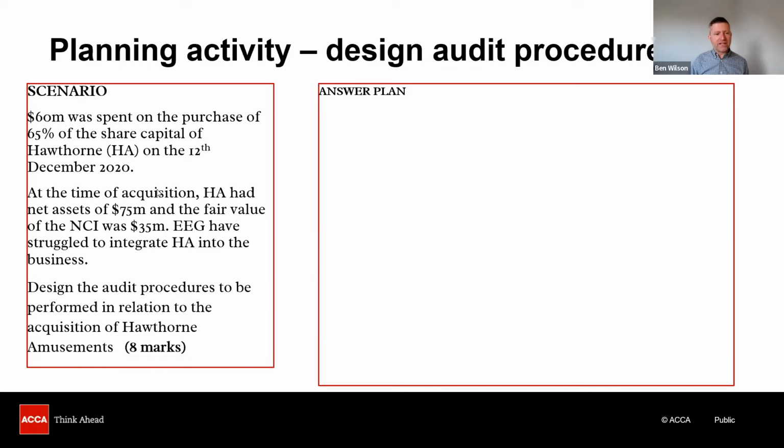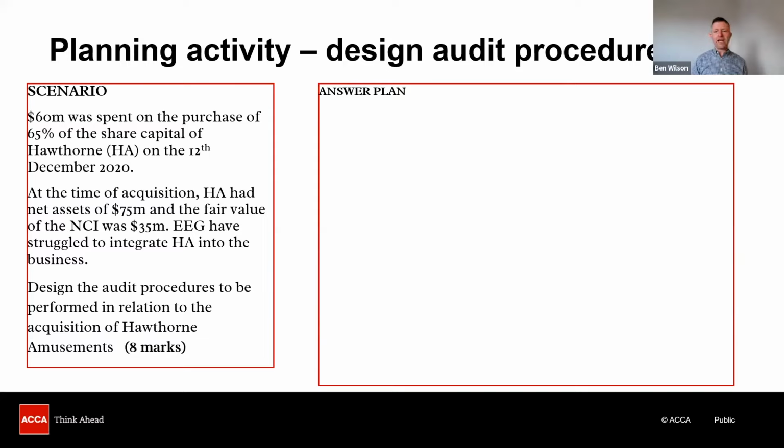I should probably say in the exam, you can abbreviate. So things like HA, as long as the first time you write it, you put in brackets what it is. So I've defined that Hawthorne is HA, and then from here onwards, I use the term HA. EEG is the parent company. Okay, it's the parent company that is buying Hawthorne, or HA.